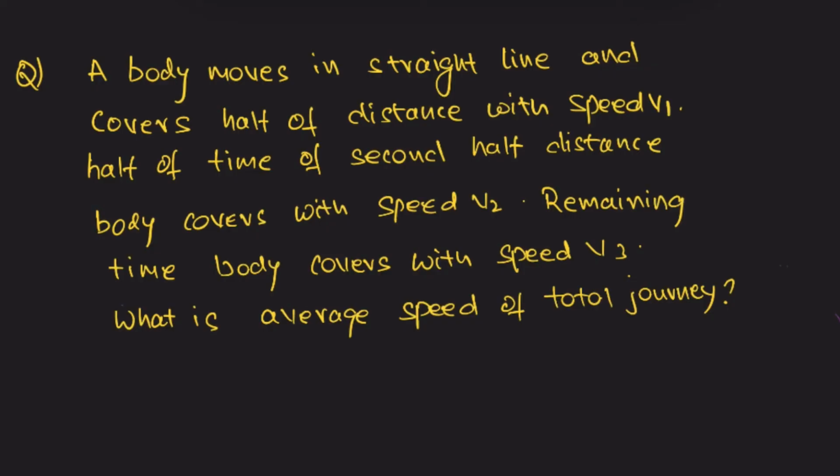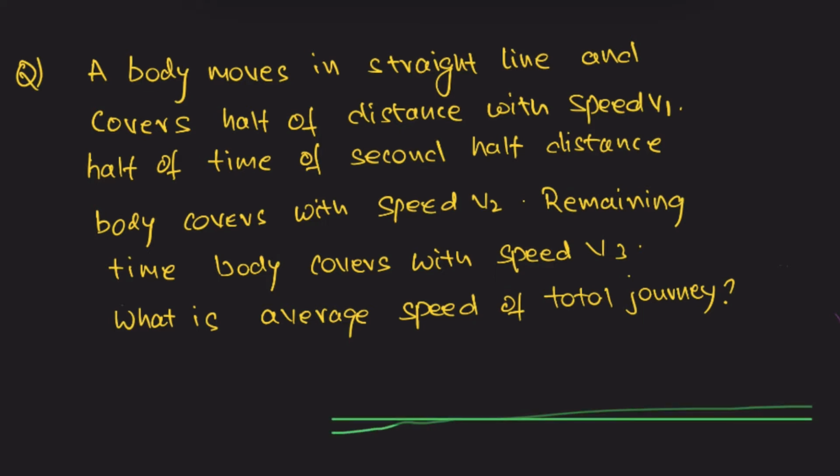A body moves in a straight line and covers half of the distance with speed v1. For half of the time of the second half distance, the body covers with speed v2. In the remaining time, the body covers with speed v3. What is the average speed of the total journey?